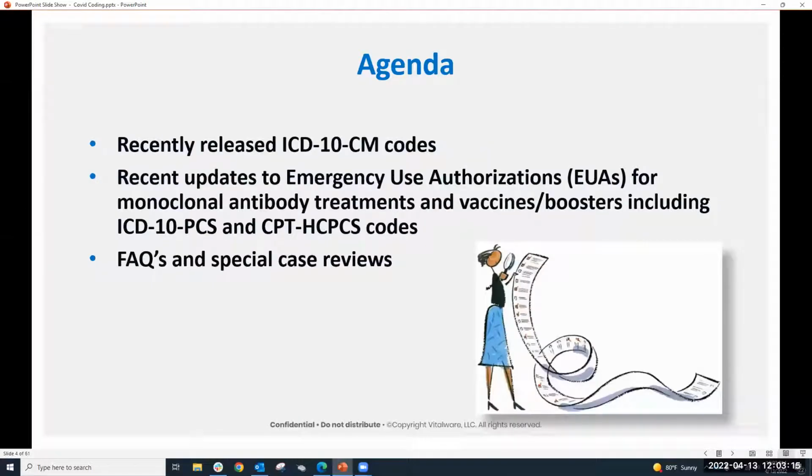So for our agenda today, we're going to review recently released ICD-10-CM codes that have to do with COVID. We're going to go over recent updates of the Emergency Use Authorization, or EUAs, for the monoclonal antibody treatments and vaccines and boosters, including the ICD-10-PCS codes and the CPT-HCPCS codes that have come out since our last COVID update, which was November 2nd. And then we're going to go over some FAQs and special case reviews. The goal of this presentation is really just to cover all of the important changes that have happened since our last update on November 2nd.